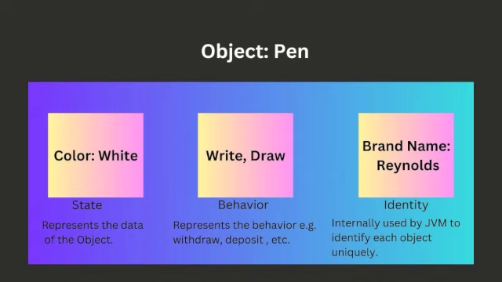A state represents the data of that object. In the behavior, we can say a pen can write, or if we have, let's say, a logical object like a banking system, there we can withdraw and deposit money. And the identity is used by the JVM for internal identification of every particular object.